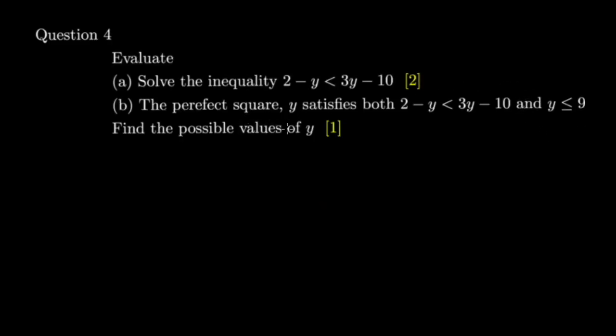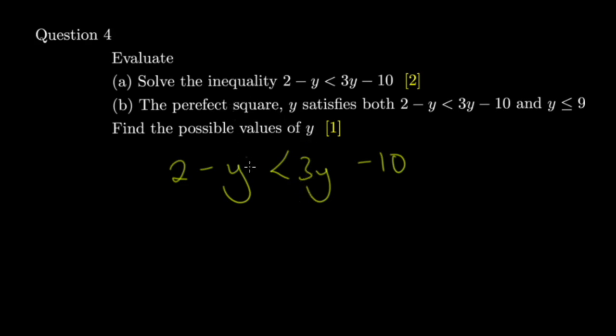Let's move to the fourth question. The fourth question says, solve the inequality 2 minus y less than 3y minus 10. So you have one option here. You have to combine the variable. y is the variable, so you have to combine them. You can either move this to this side, or you can move this to the other side.